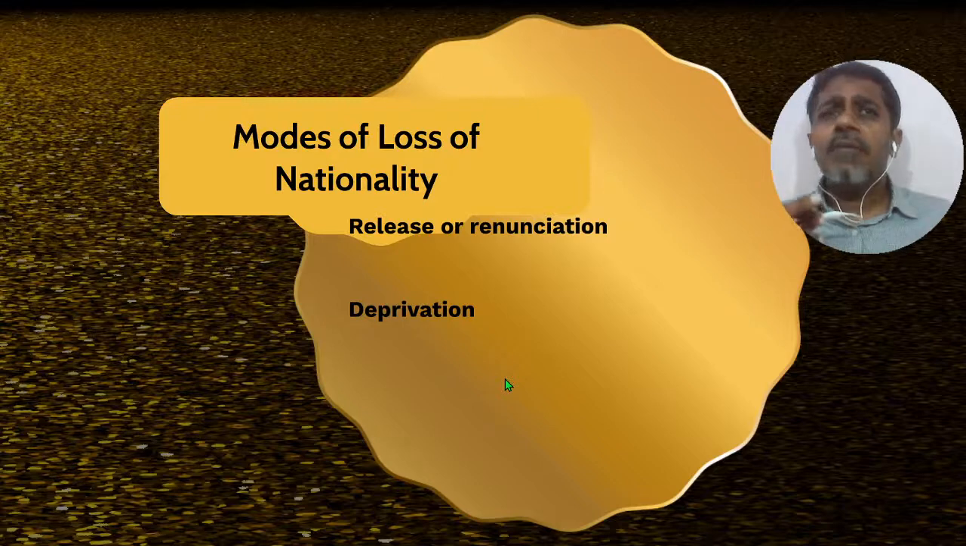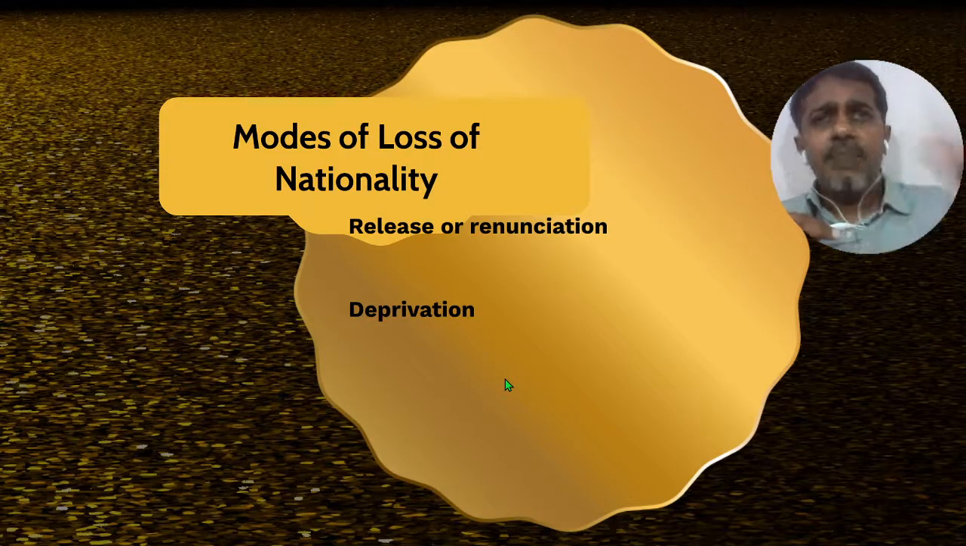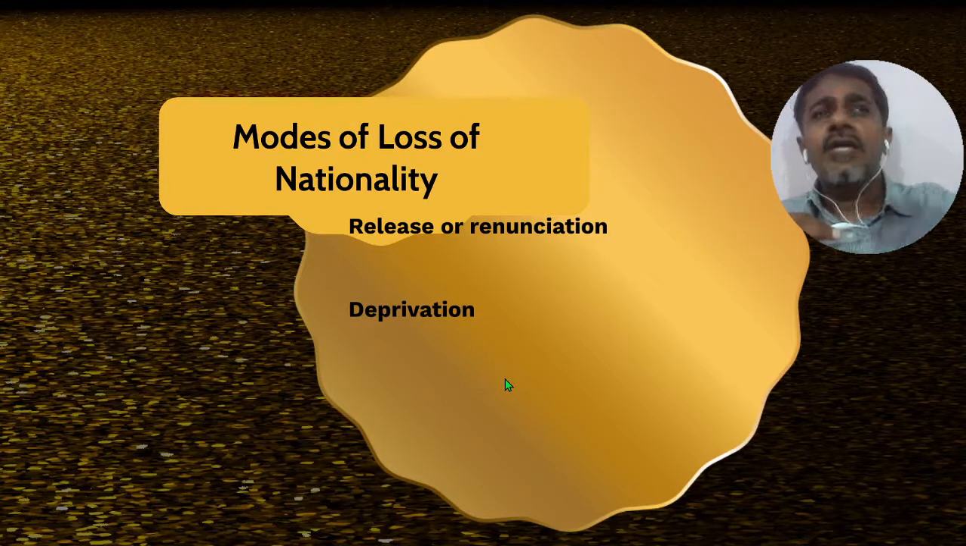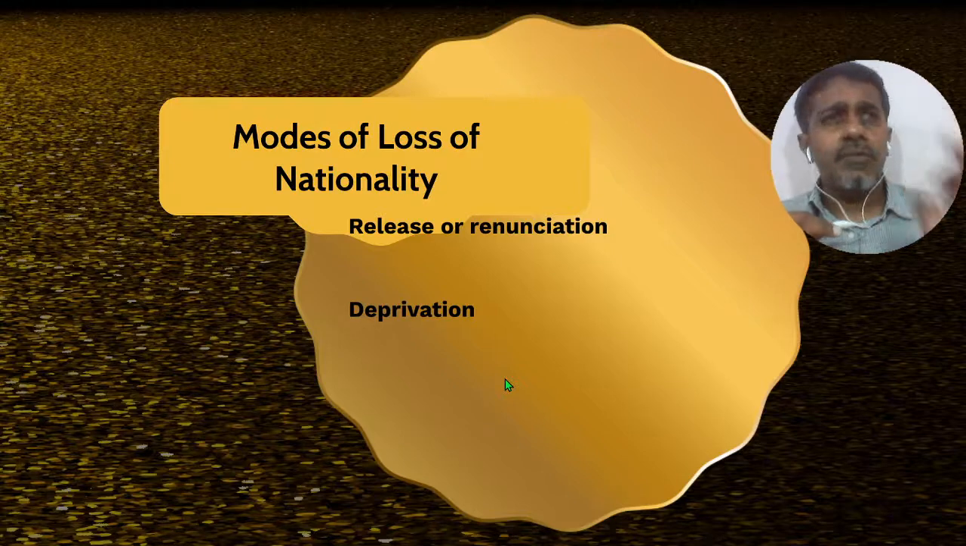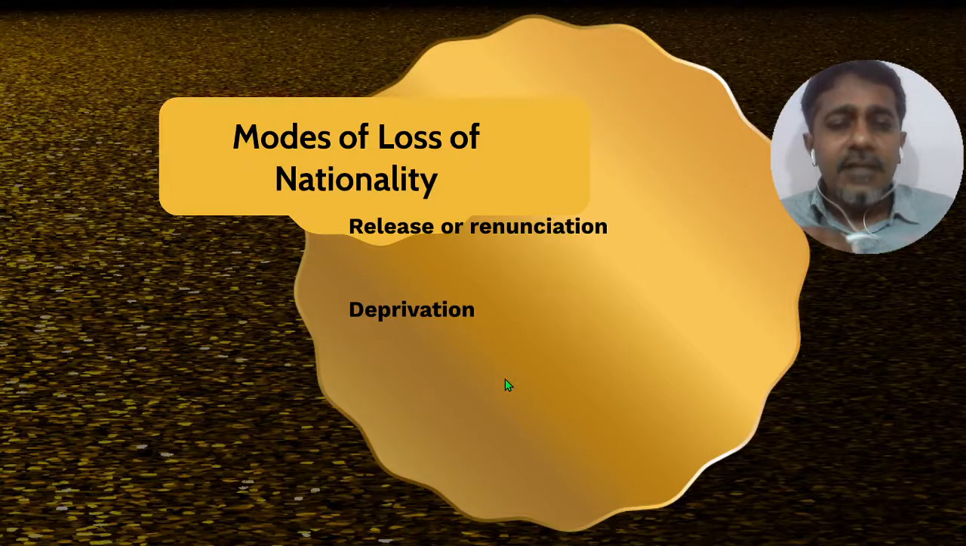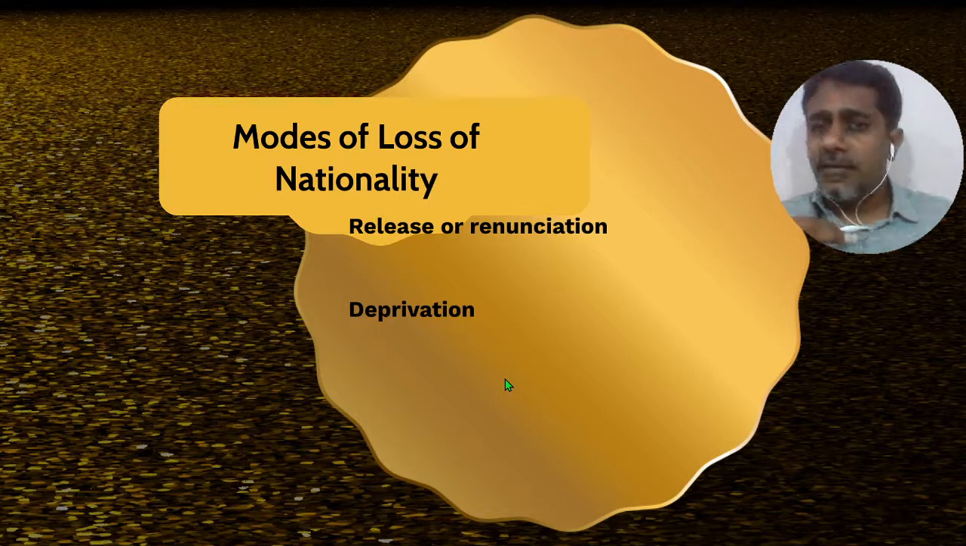If you have committed a breach of any of those conditions subject to which you have been conferred with the nationality and citizenship, the state may take it back. The state may deprive you of the nationality conferred on you if you have committed a breach of an undertaking which you gave to the state while getting the nationality or citizenship. So deprivation is one more method where a state itself takes back the nationality and citizenship from you because of a violation or breach of your undertakings.